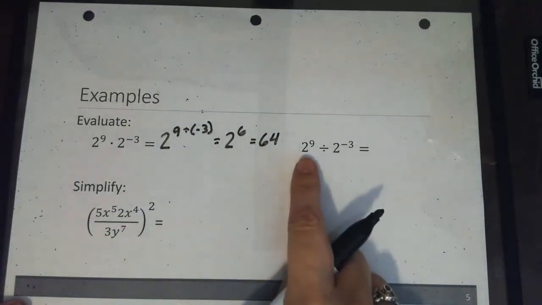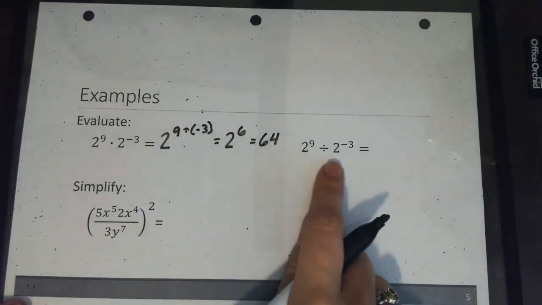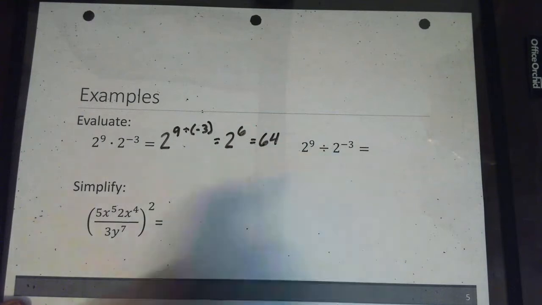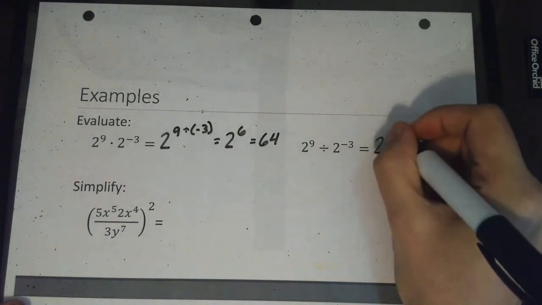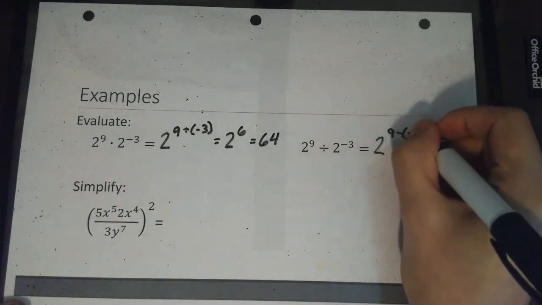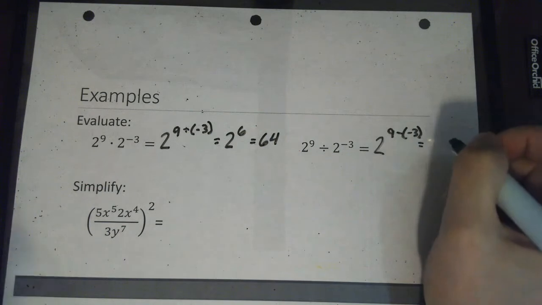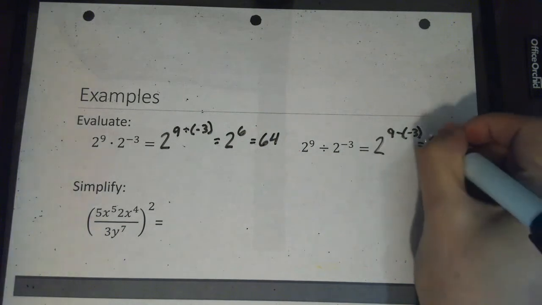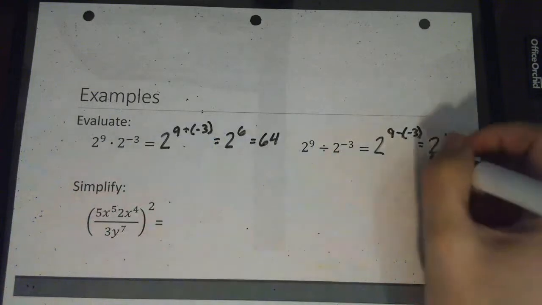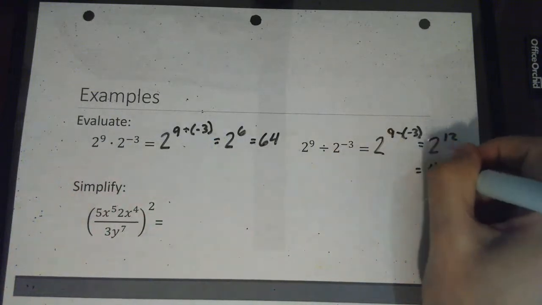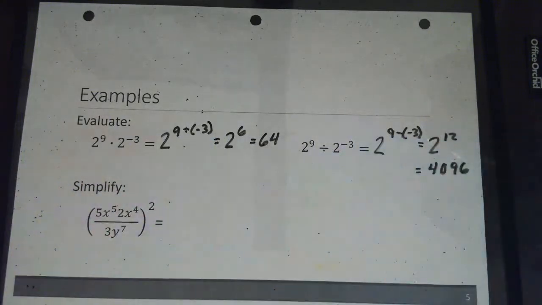If we want to do 2 to the 9th divided by 2 to the negative 3rd, when we are dividing two expressions that have the same base, that's when we subtract exponents. This would be 2 to the 9 minus a negative 3. And 9 minus a negative 3 is 12. So we are looking at 2 to the 12th power, and that is equal to 4,096.